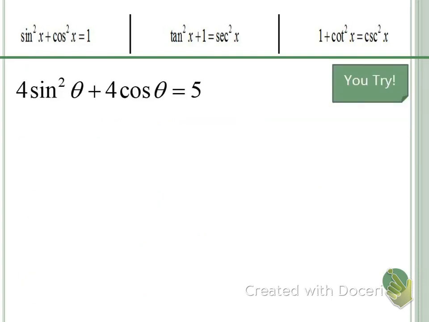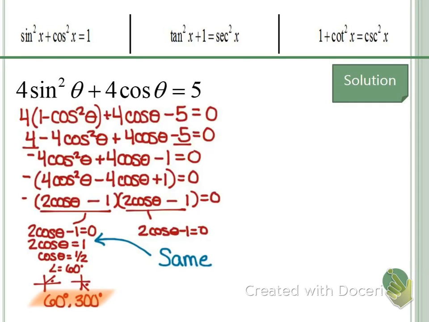Okay. Now, you try. Try this one. Stop the video, start it back up. I'll show you what you should get in just a second. Okay. There you go. We're going to plug 1 minus cosine squared in for sine squared, and then simplify down. Again, I want to get to where I've got cosine squared up front, and it's positive. So you can see how it's factored down and solved from there, right?